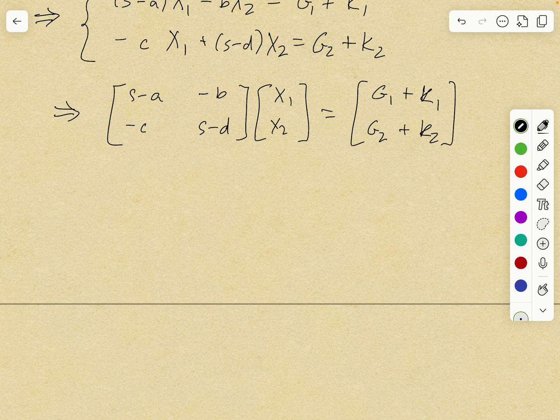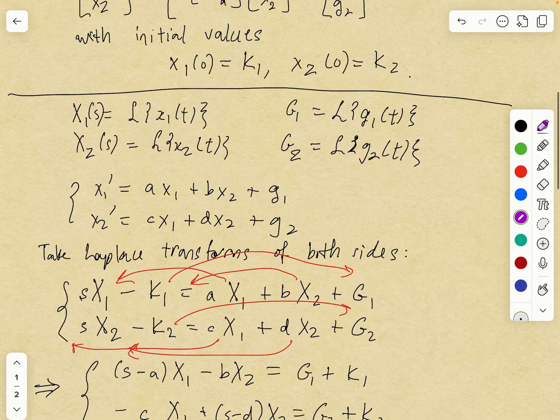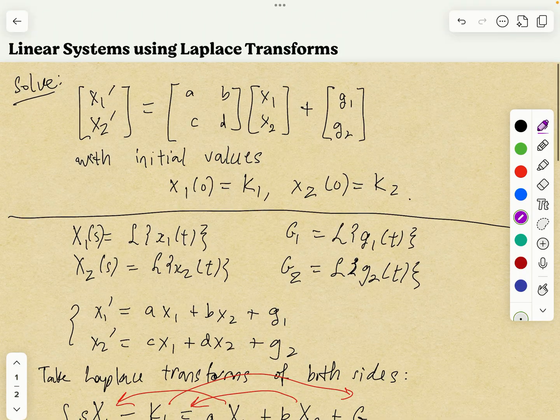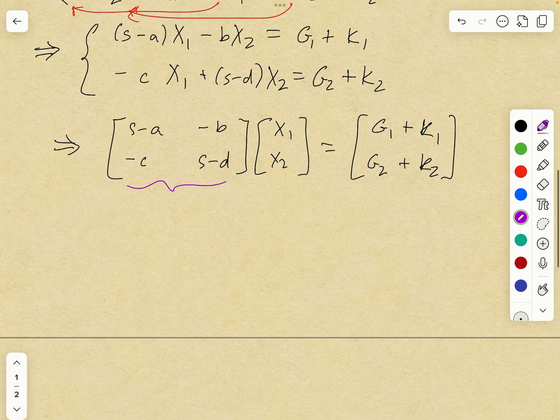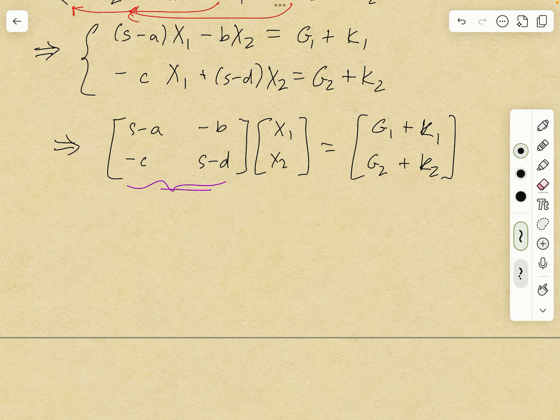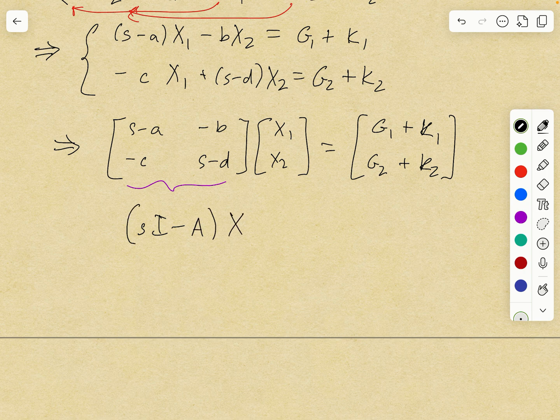Well, what is this matrix here? We started off with this matrix A, B, C, D, so let's call this capital A. Now if you take minus capital A, that's just minus A, minus B, minus C, minus D, and this matrix that I have is pretty much that except with the S's added on the diagonal. So this matrix is SI, I being the 2 by 2 identity matrix, minus A. This matrix times capital X.